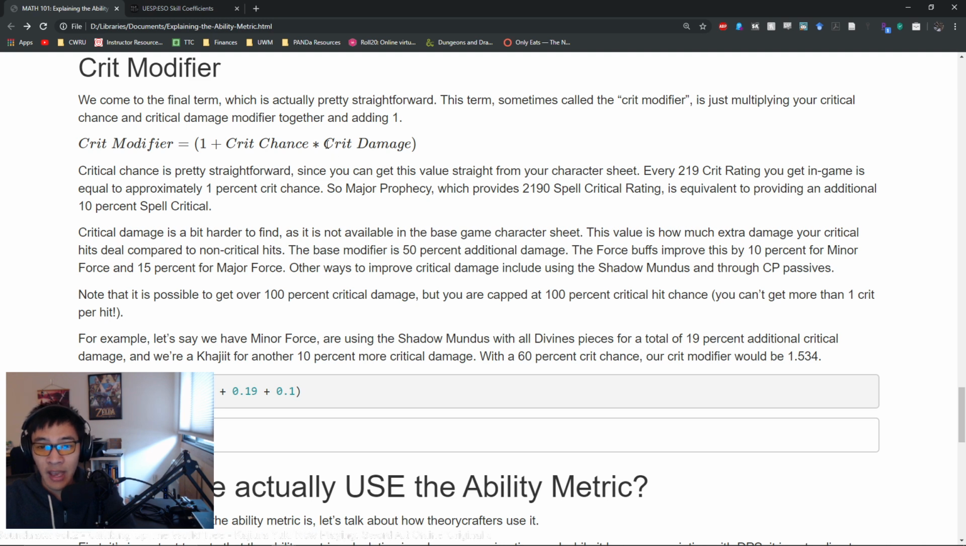So you can get this value to be over 100%, so you would be dealing basically more than double your normal damage on a critical hit, for example. But you are capped out at 100% crit chance. If you think about it, it's basically the chance that your hit will be a crit. So if you're getting 150% crit chance, it's just saying that you're critting at 100%. So crit chance is maximized at 100%. While you can, in theory, get over 100% crit chance, it'll just be floored all the way back down to 1.